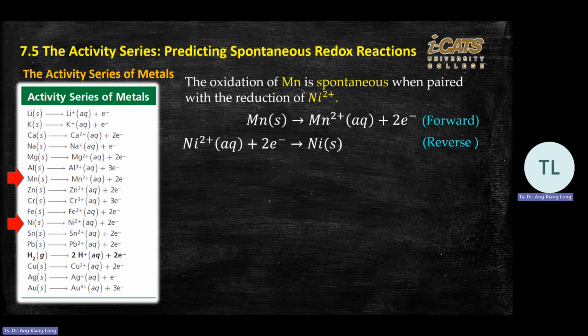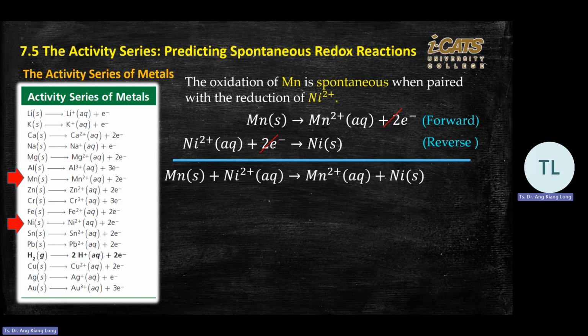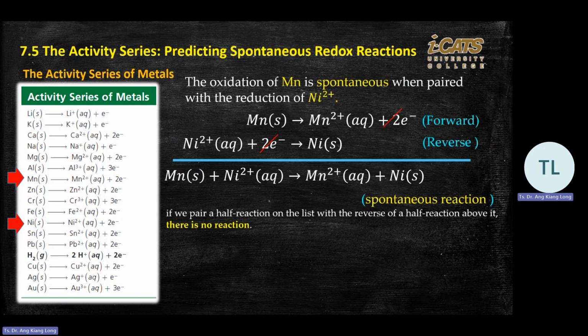So one is forward, one is reverse. Reverse means it reverses from the normal activity series of metals. Then you do like the previous exercise, you balance the equation. This basically, we just give it another name that involves metals. If you see this kind of metal list or table or voltage, basically it just does the same as what we learned this morning. You balance the equation, then that equation is called a spontaneous reaction.